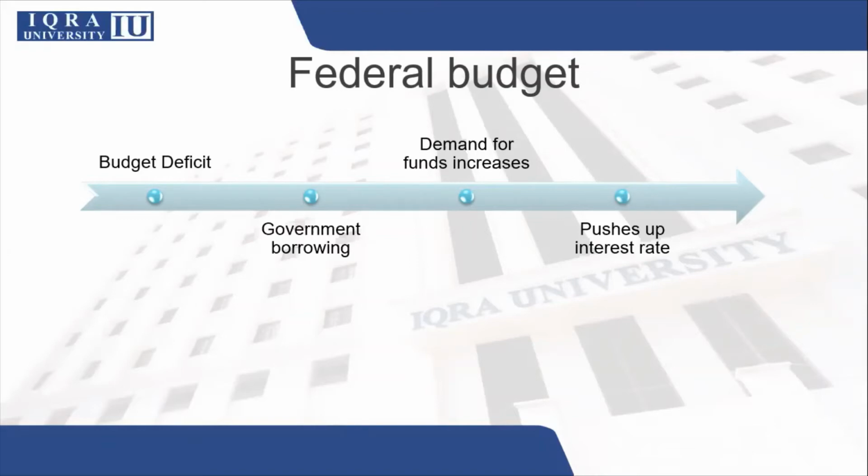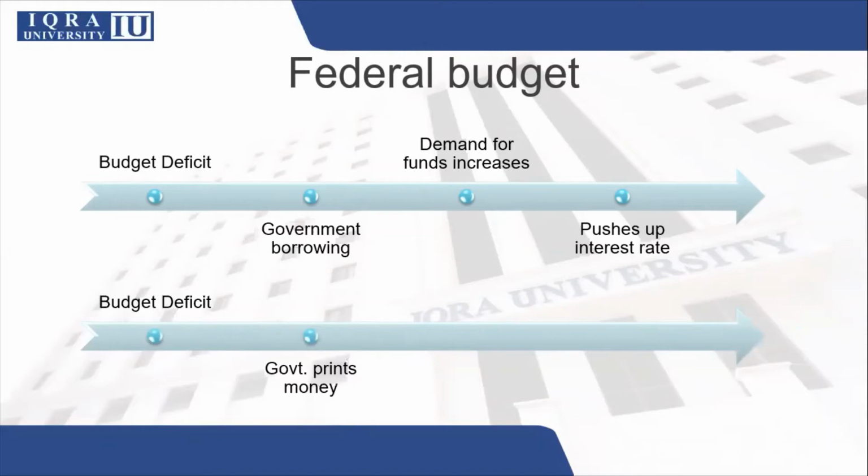Another way that the government can finance its budget deficit is by printing money. But when the government prints money in order to do so, it actually leads to more inflation because there is more money chasing the same amount of goods. And the increased inflation is going to lead to a higher interest rate once again. So in short, if there is a budget deficit, most likely the interest rates are going to increase in the economy.